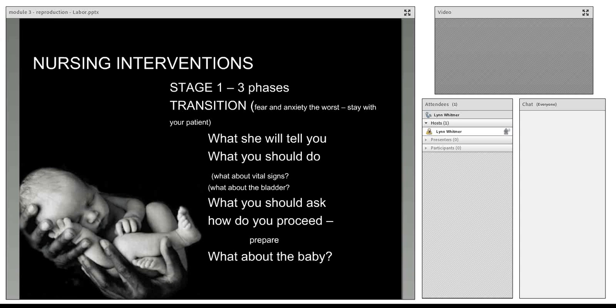And what about the baby? Again, what's your baseline? What's your variability? You'll probably start seeing decelerations. Again, the early decelerations mean the head is moving down. So transition: scary, frightening.